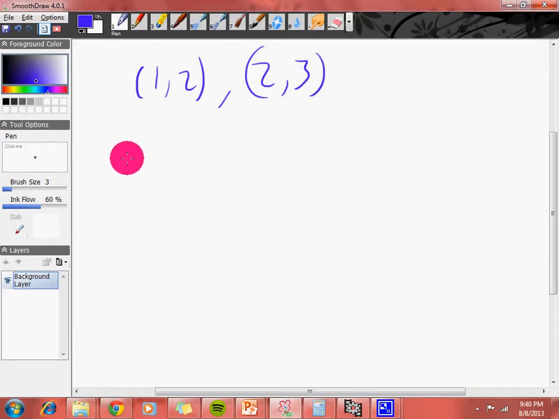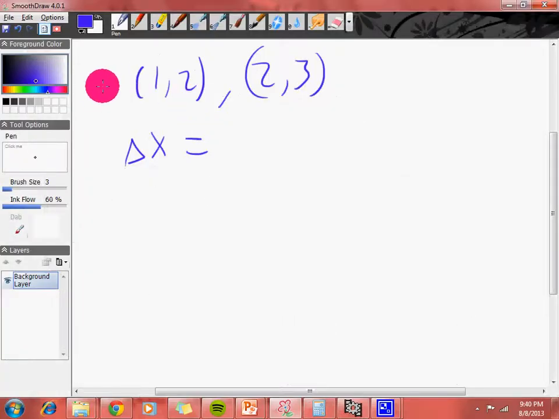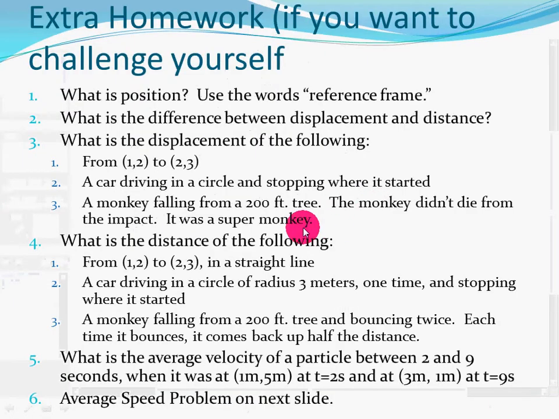Alrighty, so to find the displacement of the x, because we're going from here to here, this is the initial position. I'm not going to call it anything. It's just from here to there. So it would be the final minus the initial, 2 minus 1, which would be 1. And I did not attach any units, so you don't need any units. In the y direction, it would be 3 minus 2, which equals 1 as well. So it'd be 1, 1.